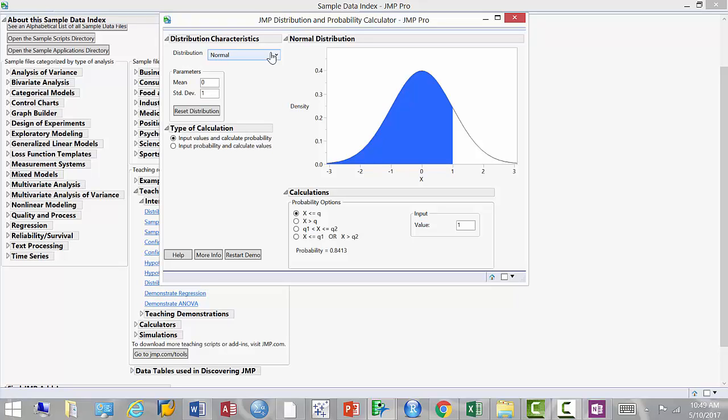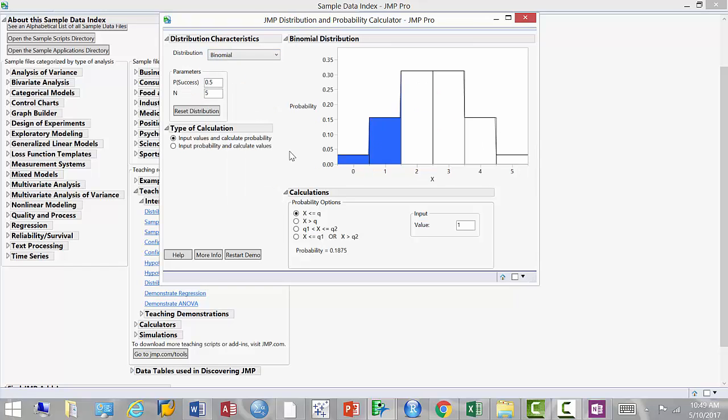Okay. Now, what we're looking for is binomial, right? So go ahead and click on the list of distributions, and it should show you a bunch of them, right? So I'm going to pick binomial. And when I pick binomial, the picture changes, right? Did it change for you? Okay, so they did update JMP. Good.